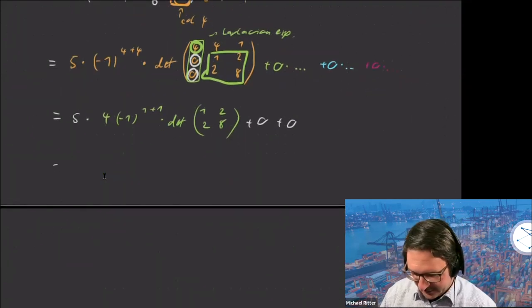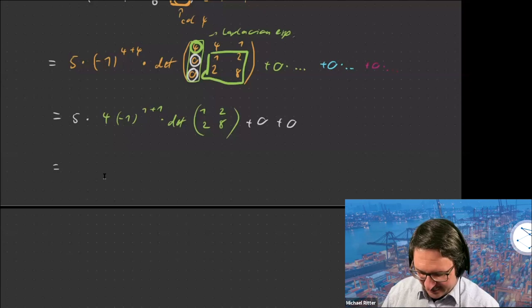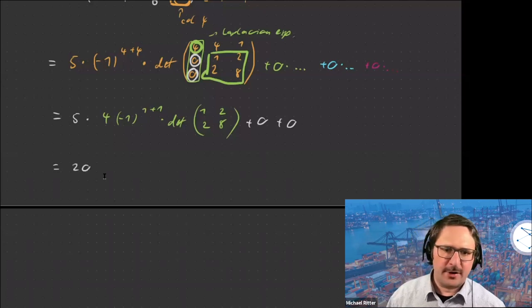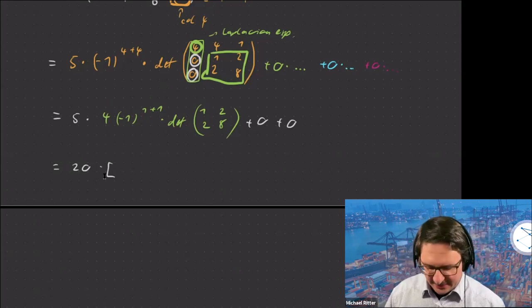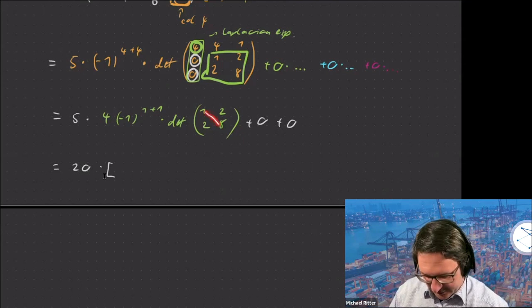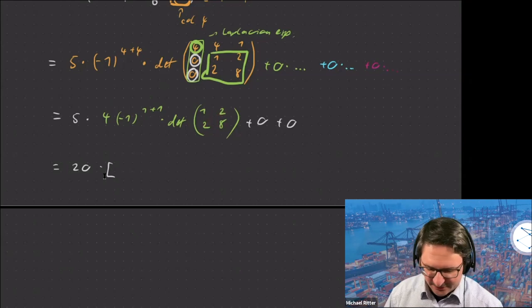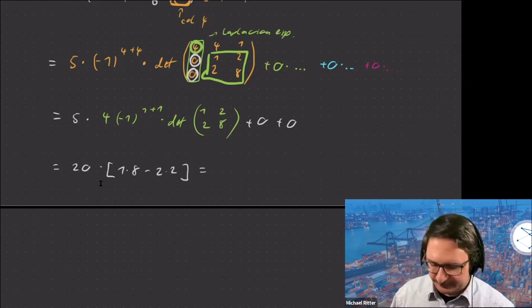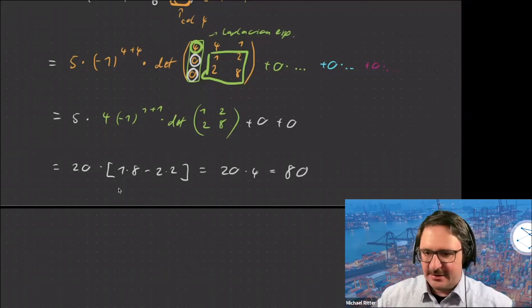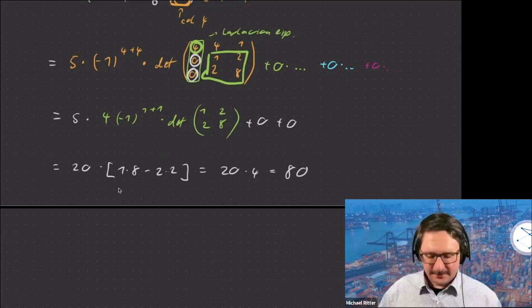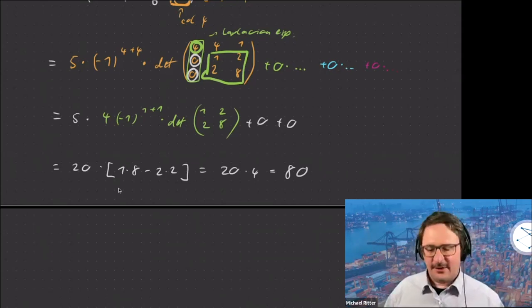And finally, we get 4 times 5, that is 20. Minus 1 to the power of 2 is plus 1. And this determinant here, 2 by 2, we can compute that directly. Remember, that is the product of these two entries minus the product of these two entries. So that's 1 times 8 minus 2 times 2. So what we get is 20 times 8 minus 4, that's 4. So the result is 80, and that should be correct. Okay, so this gives us 80 as a final result.